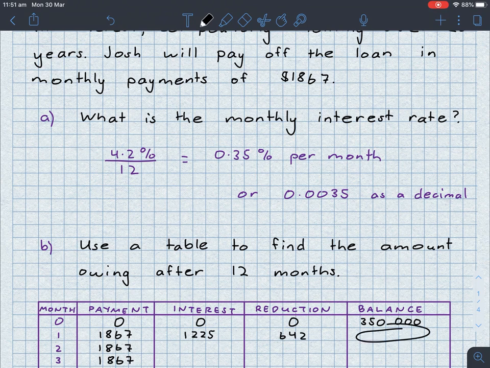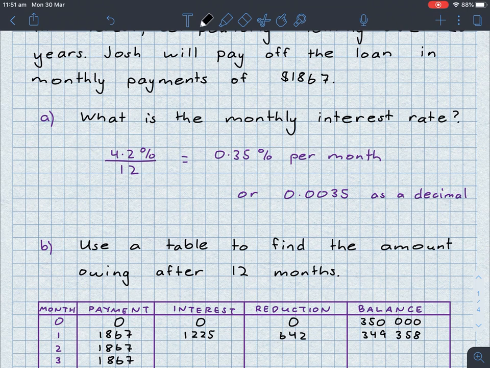So what we do now is we take that off the loan. So we're going to do $350,000 take away the $642 that's coming off the loan for that month. And we end up with $349,358. Then we go back, we start that all again.